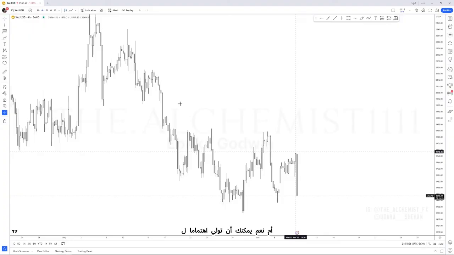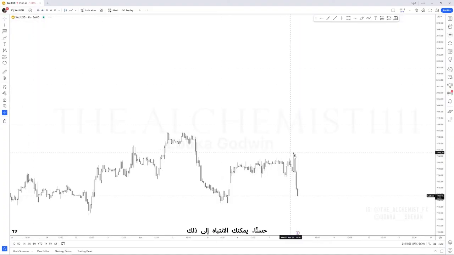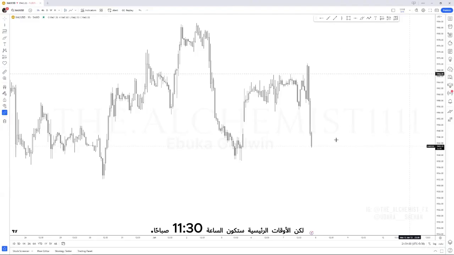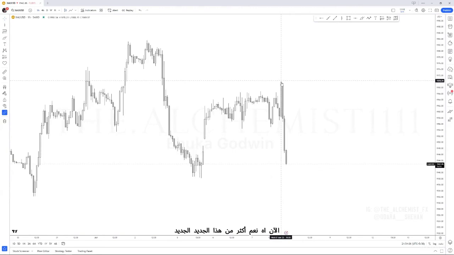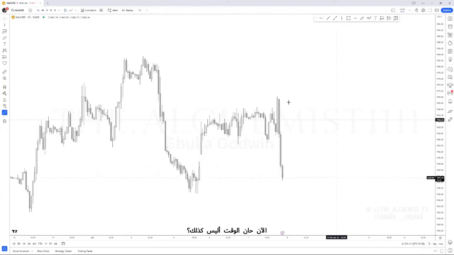Yeah, you can pay attention to that, but the main times will be 11:30 a.m., 12:30 p.m., the New York Open and New York session. Now the thing is, we're not going to pay a lot of attention to time. It's good to pay attention to time, but you can trade at any time of the day. This is not limited to London Kill Zone or London session. These are just things that I find high probability. That is why I'm showing you.